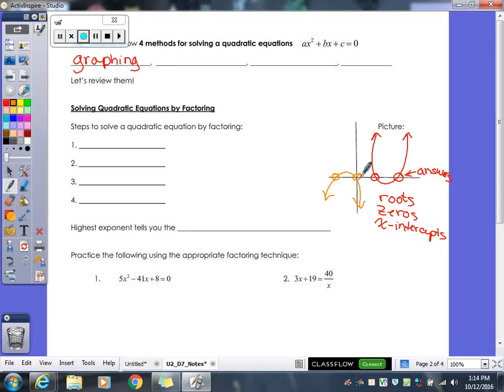Now, for those, some of these quadratics are going to lead to imaginary numbers. That means they're quadratics up here where there are no crossing. That's where our imaginary roots come from. They don't actually touch or cross your x-axis. Just a little side note.